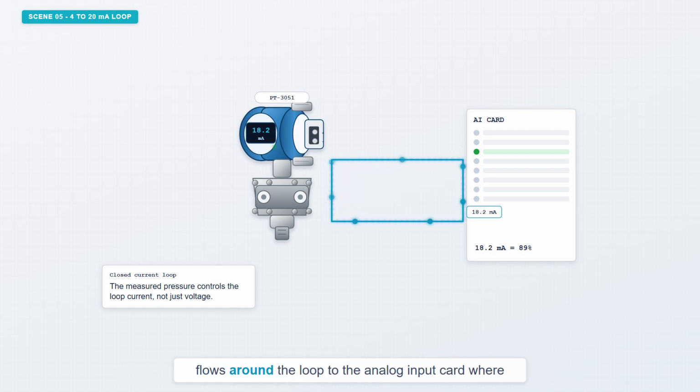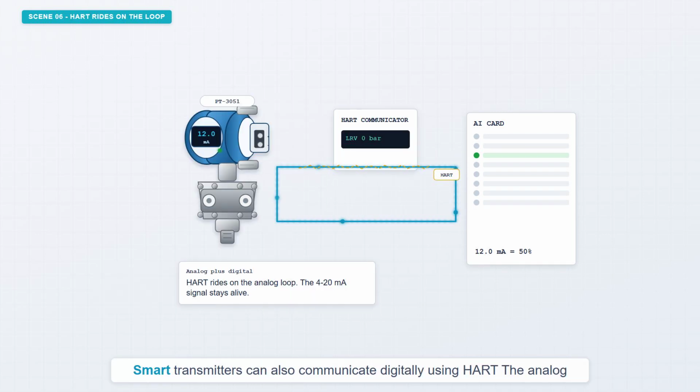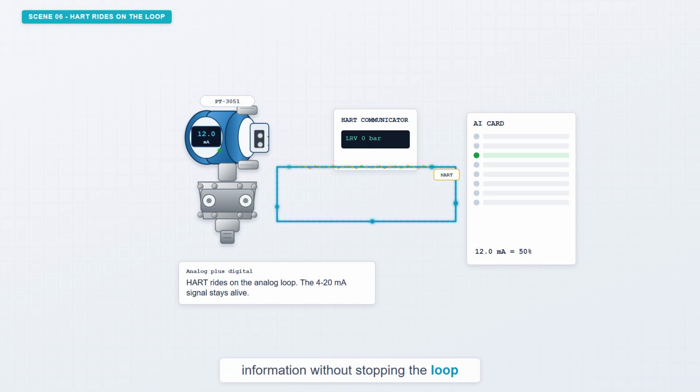The current flows around the loop to the analog input card, where the PLC or DCS converts it back into engineering units. Smart transmitters can also communicate digitally using HART. The analog 4 to 20 milliamp signal still carries the process value. A small digital signal rides on top of it, allowing a communicator to read configuration, diagnostics, range values, and trim information without stopping the loop.